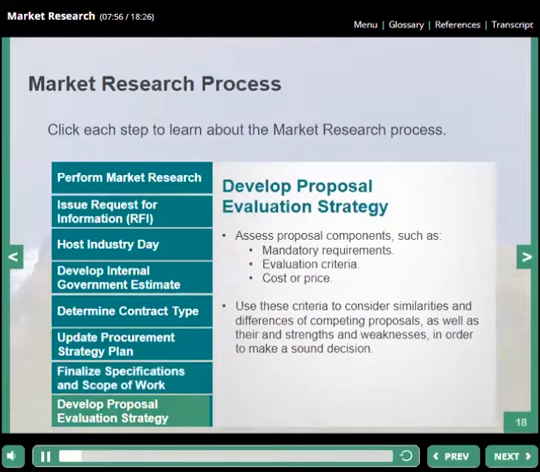Proposal evaluations typically consist of an assessment of the mandatory requirements, evaluation criteria, and cost or price. In general, evaluation criteria should be tailored to each procurement and include only those factors which will have an impact on contractor selection. As you evaluate competing proposals, you can use these criteria to consider their similarities and differences, as well as their strengths and weaknesses, in order to make a sound decision. Developing a proposal evaluation strategy will be covered in more detail in another training module.